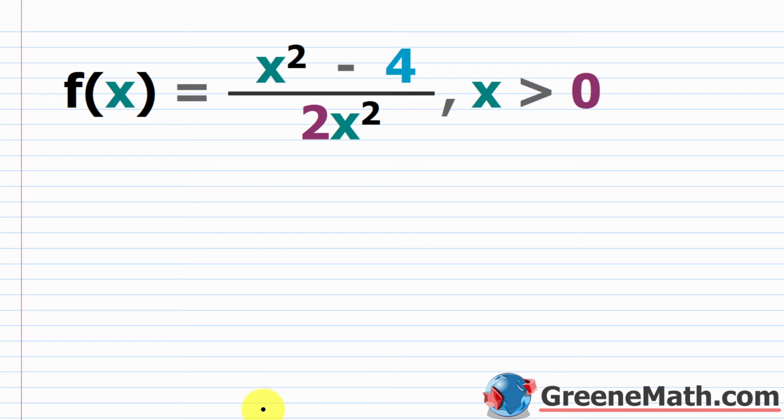All right, let's look at another example where we want to find the inverse of a domain-restricted function. This will be problem number 5 on your test. So f of x equals (x squared minus 4) over 2x squared, where we've restricted the domain to be x is greater than 0, okay?